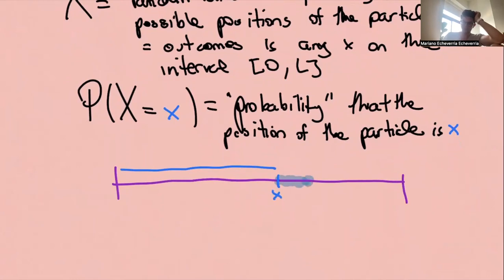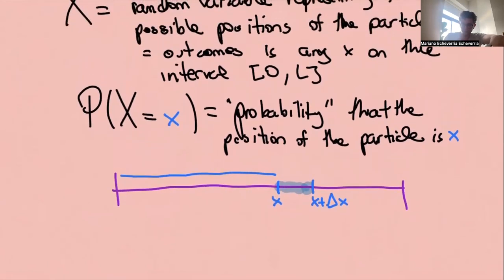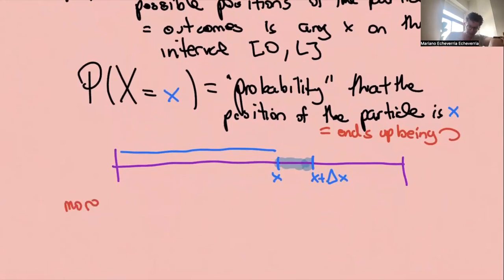I mean, you can put it in different ways. Since you can never be 100% sure of the value x of your position, maybe you say, well, it's between x and x plus delta x. Now you want to talk about something more like this. The long story is that this kind of ends up being 0. So what's more useful is something like this.